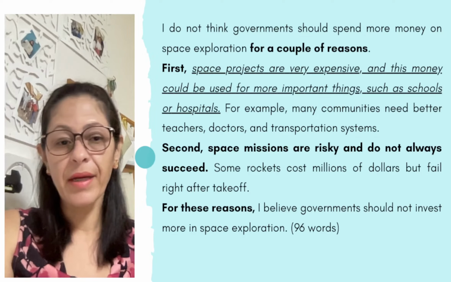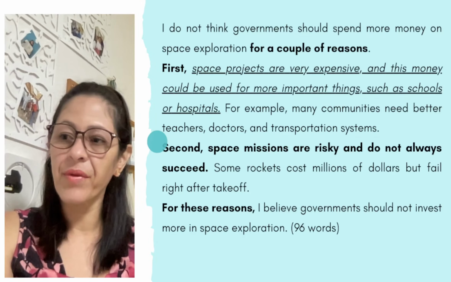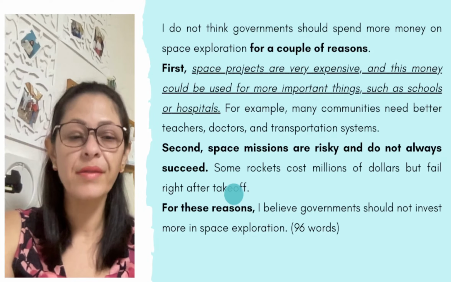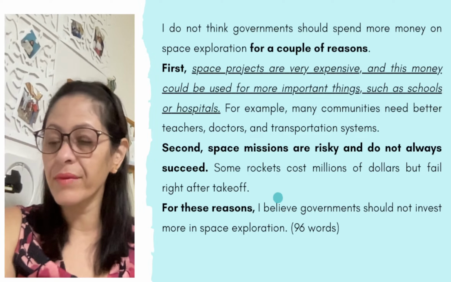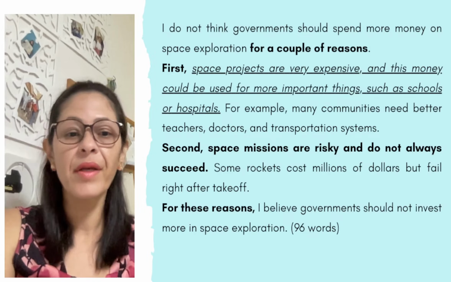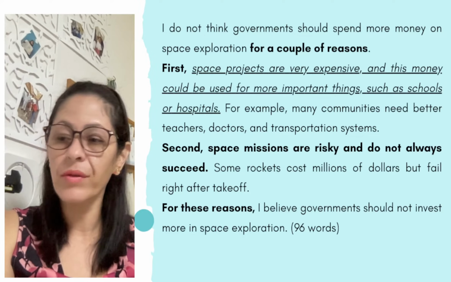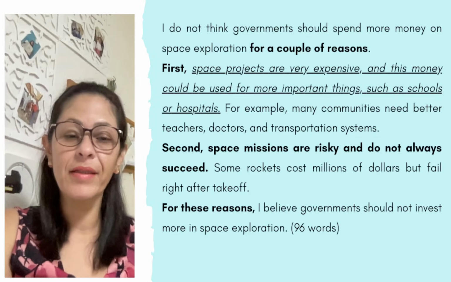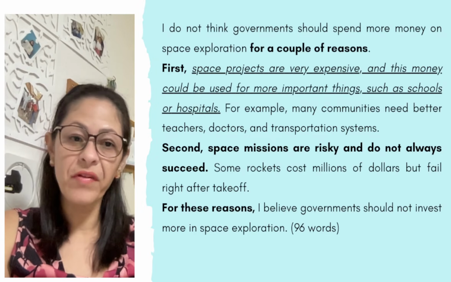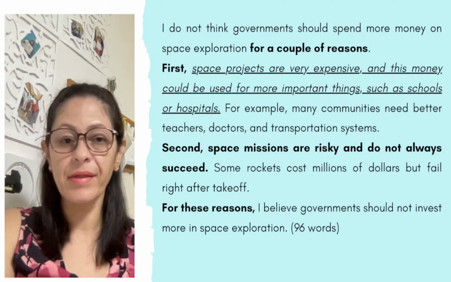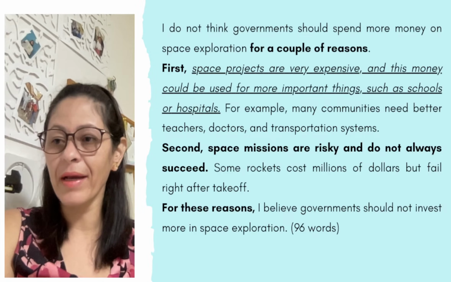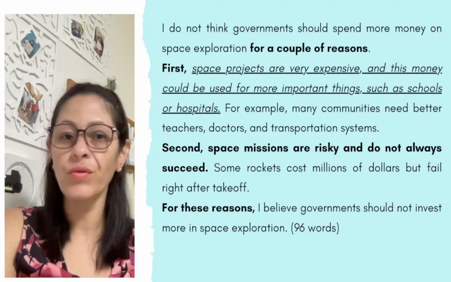In my previous writing, I said in addition. Here I'm using second. So second, space missions are risky and do not always succeed. And then I mentioned, why don't they succeed? Because some rockets, they just fail right after takeoff. And again, I finished with my conclusion for some reasons. So basically, this is the model that you should follow. And by following this, presenting clear reasons and examples, you will be able to score high in EIKEN Grade 2.